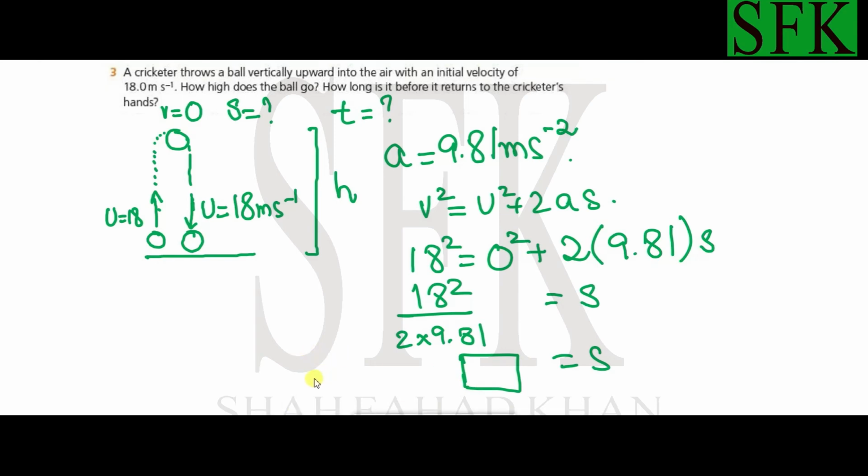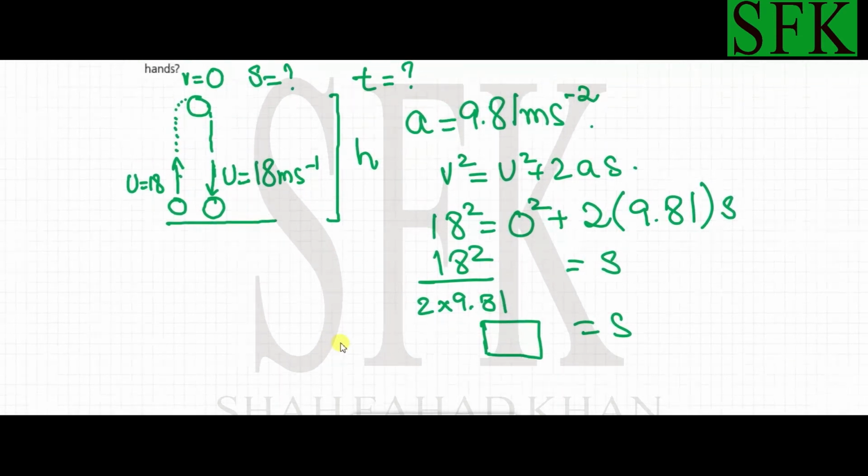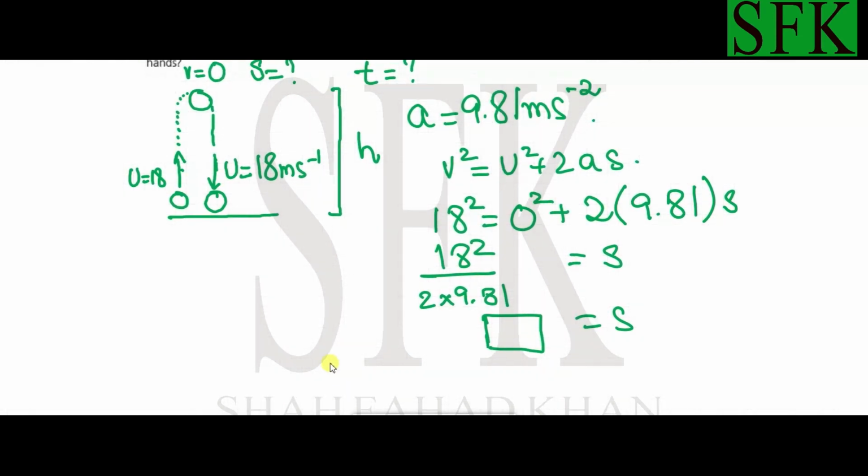Then we are asked to find the time. How long is it before it returns to the cricketer's hands? Okay, so basically to find the time, what we need to do is find the time of either of the two parts. This journey of the ball is in two parts. One is going upwards and the other is coming downwards. So if we find the time of either of the two parts and multiply it by 2, we'll get the total time.